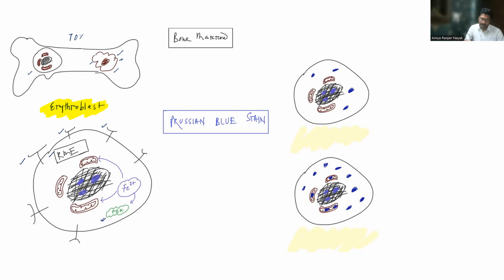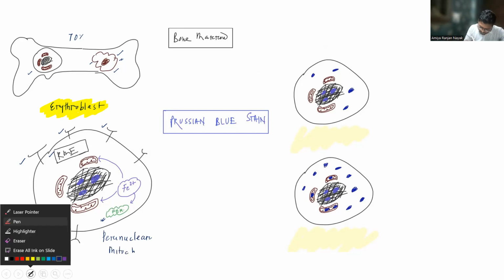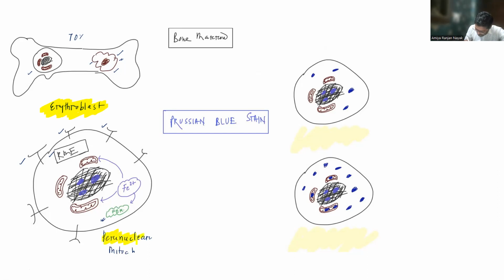One more point you can appreciate here is that in a developing erythroblast, the normal arrangement of mitochondria is around the nucleus. This is known as perinuclear arrangement of mitochondria. This is a normal phenomenon inside the developing erythroblast. The mitochondria are arranged surrounding the nucleus. What is the significance of this? I will tell you.